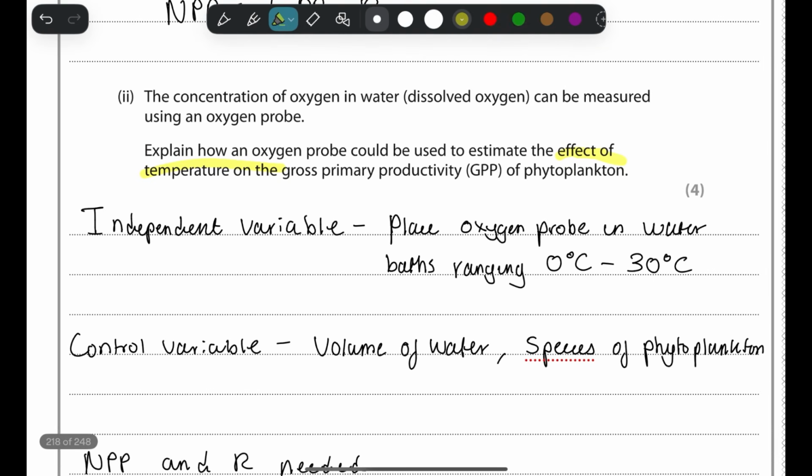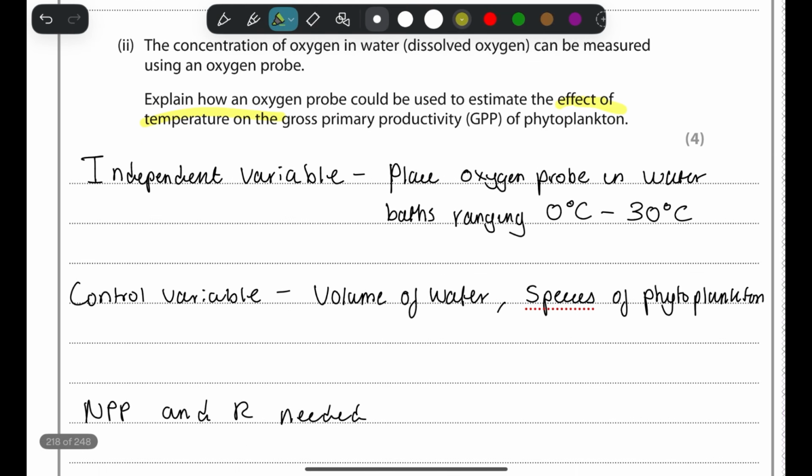Then control variables: volume of water, species of phytoplankton. I like doing, if I can, abiotic and biotic. So I've said my control variables, and now we know we need to get MPP and R. I'm thinking, this is photosynthetic. It's going to make its MPP through photosynthesis because it's not going to be eating anything. It's a primary producer, so we need to measure photosynthesis.